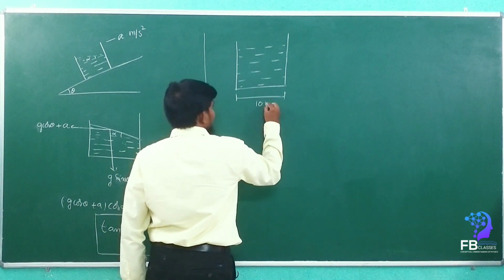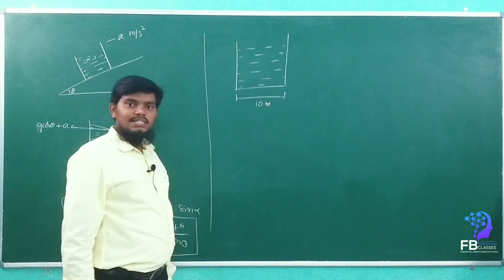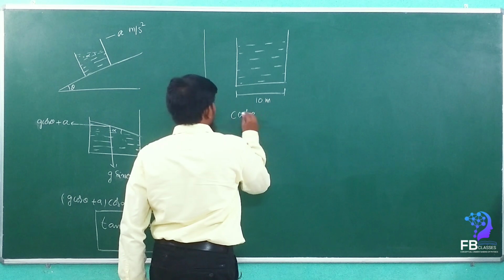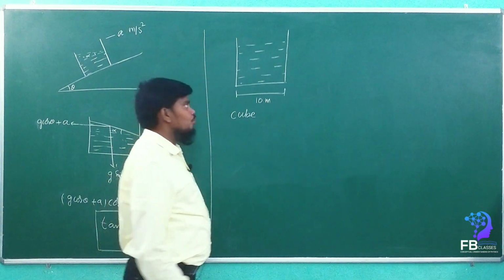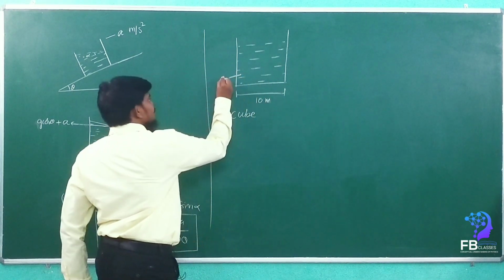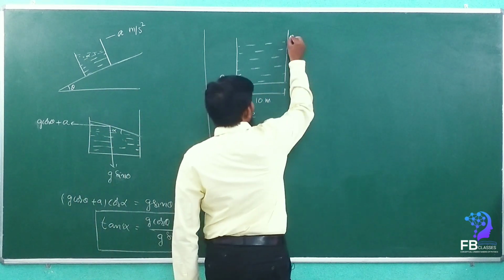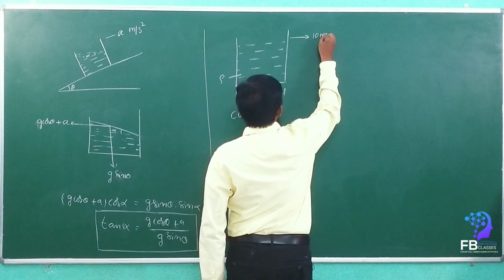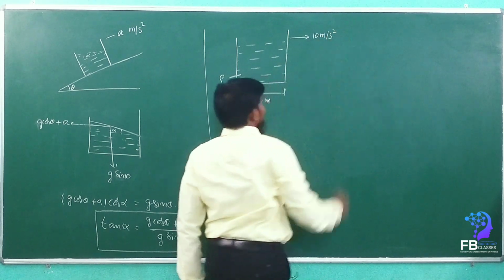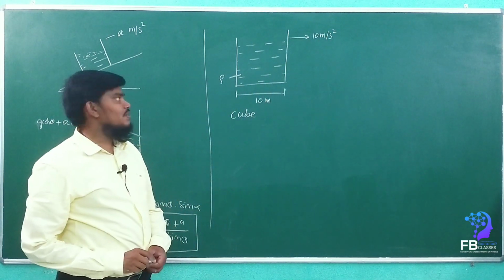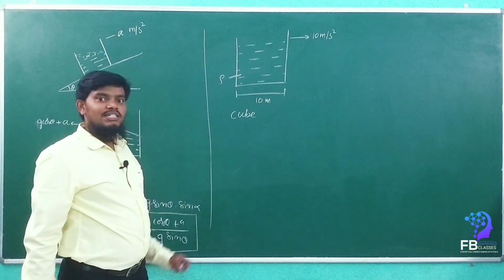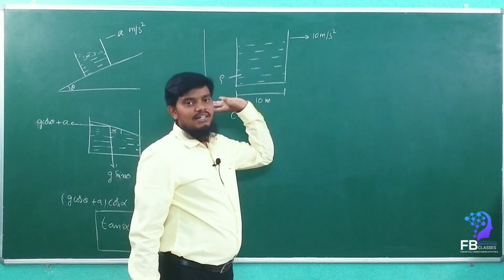Okay, otherwise 10 meters. 10 meters. Okay, cube. This is a cube, and this cube contains liquid of density rho and is moving with, let it be, consider 10 meter per second square. It is moving with 10 meter per second square, and he will ask to find the angle of inclination of the surface of the liquid.